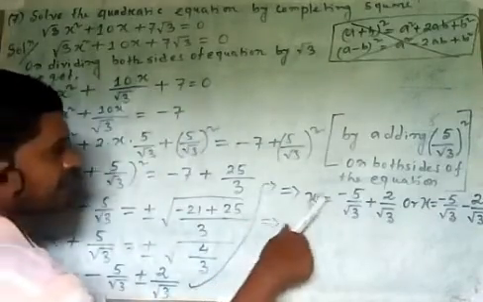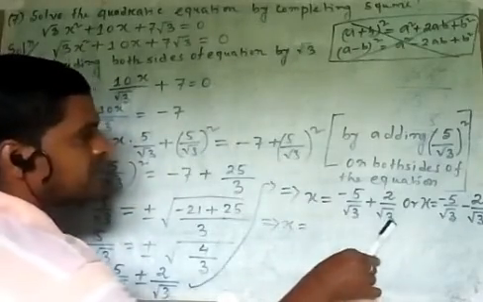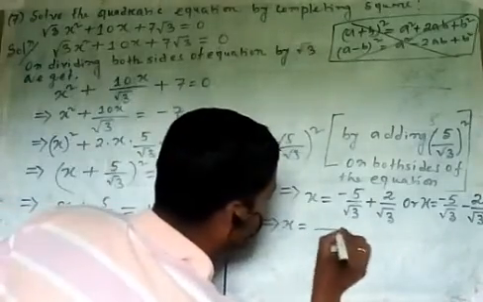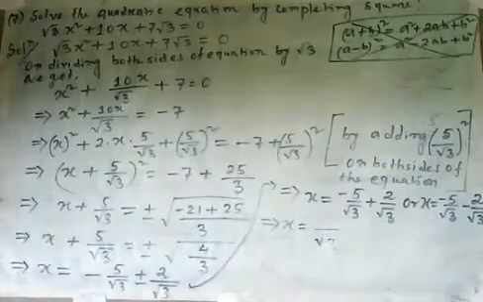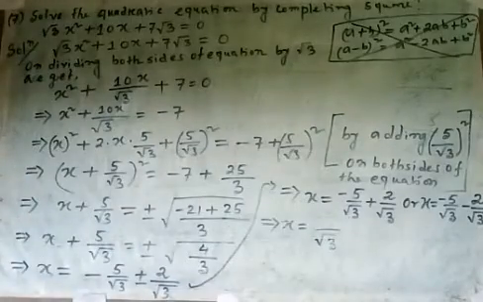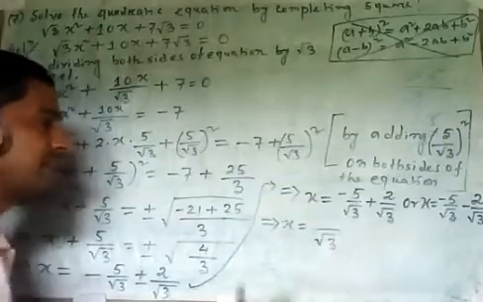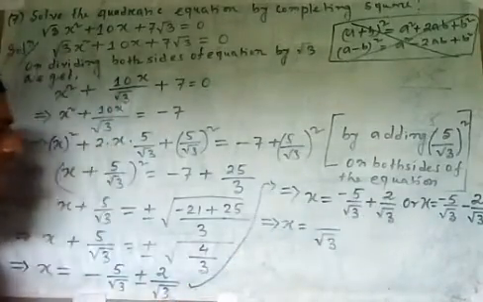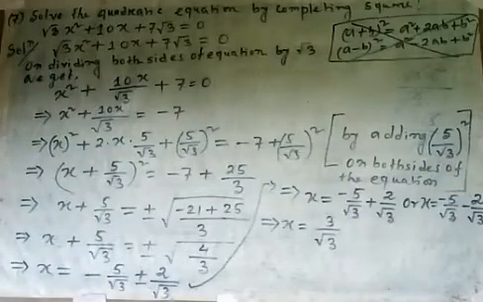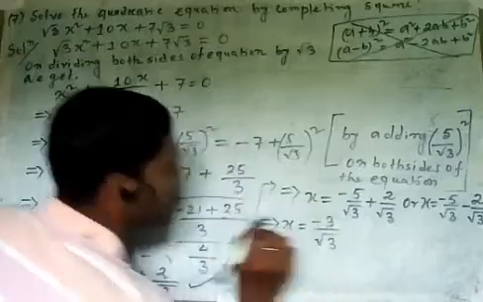This implies x equals, look, root 3, these are the denominators. So denominators are same. If same, then directly we can write root 3 here. Then minus 5 plus 2, directly we can do addition or subtraction. Minus 5 plus 2 means we do 5 minus 2, how much? 3. But 5 is the greater number, that's why minus 3.